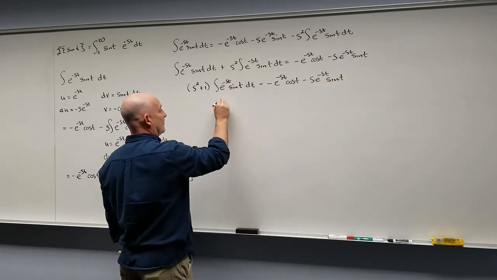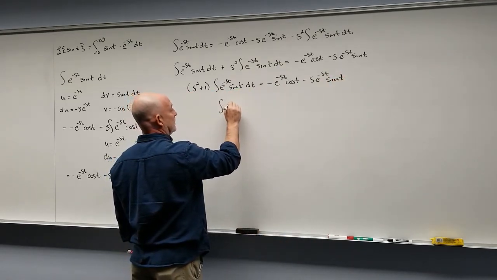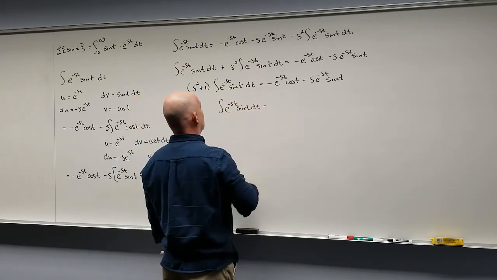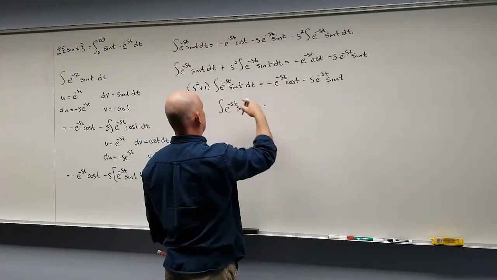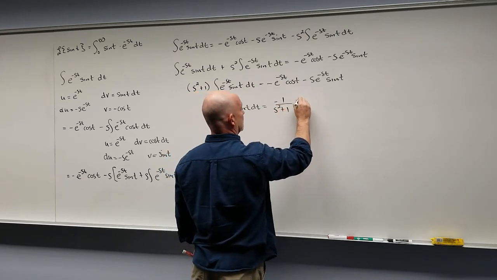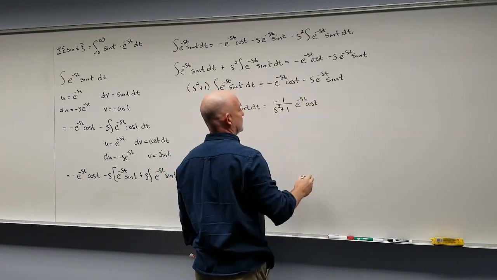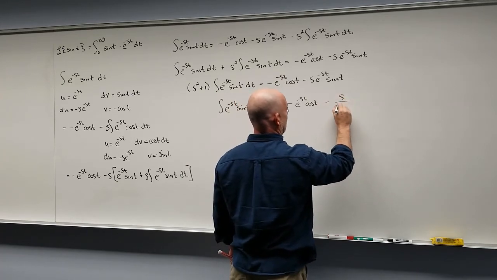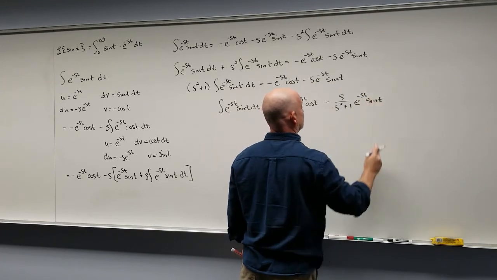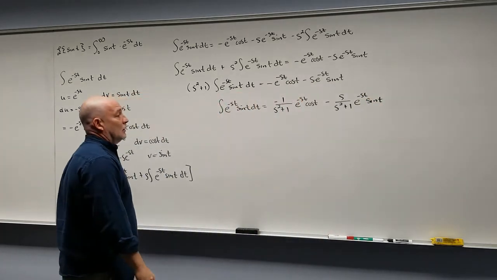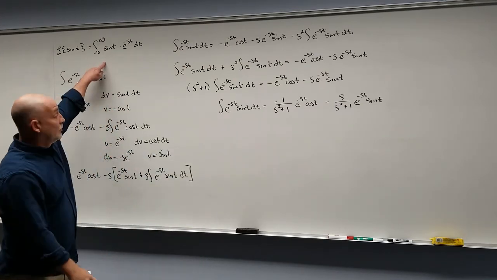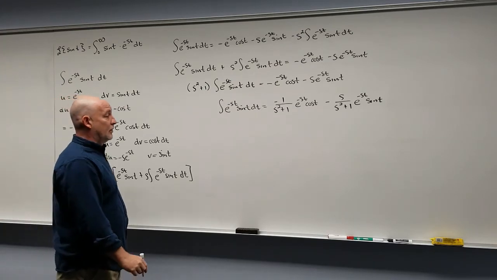All right, so we finally have our answer. The integral of e to the negative st sine t dt is equal to, well, just divide this side by s squared plus 1. So I'm going to write this as negative 1 over s squared plus 1 e to the negative st cosine t minus s over s squared plus 1 e to the negative st sine t. All right, so there we go. That would be just the integral of the basic function. But remember, we're trying to do our Laplace transform, so now we need to put back on our bounds.